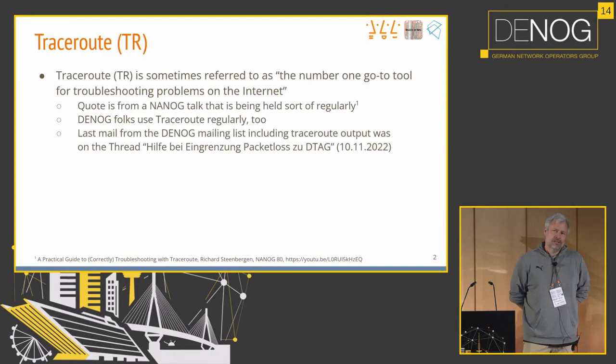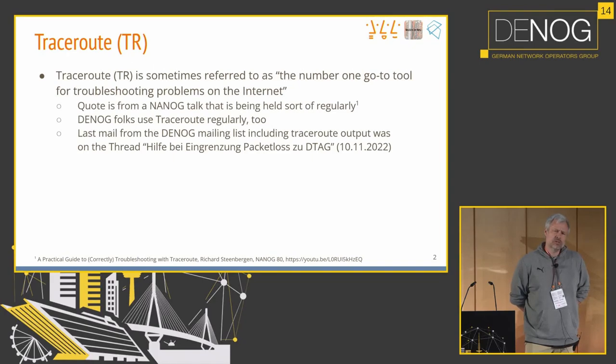And I know you use traceroute too regularly, and I picked this up from the DENOG mailing list, and that was Thursday. And on Thursday, there was a mail going out and had traceroute output in it. And it wasn't just Thursday, it happens all the time, and you know that. And the thread, if you want to look it up, is Hilfe bei Eingrenzung Packet Loss zu DTAG. And there was a lot of discussion on that thread. You can look it up, it was quite interesting.